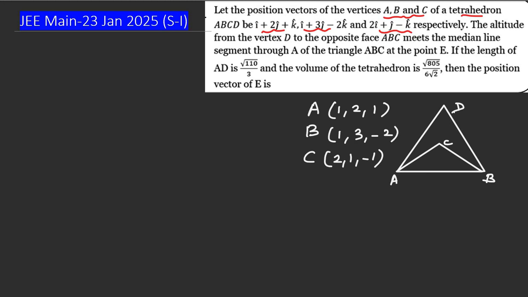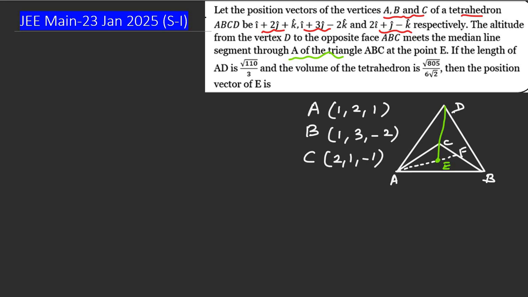What is given in the question? The altitude from the vertex D meets the median line through A. Let us take this to be the median line through A, which is equal to CF. Let me draw the altitude from the vertex D meeting the median line segment through A of the triangle at the point E. So this point is E.